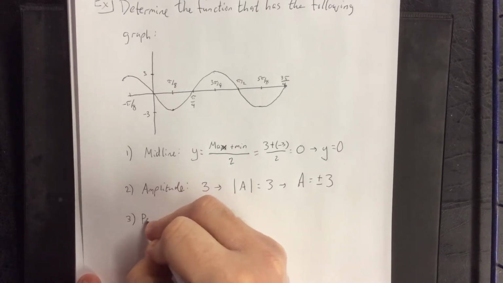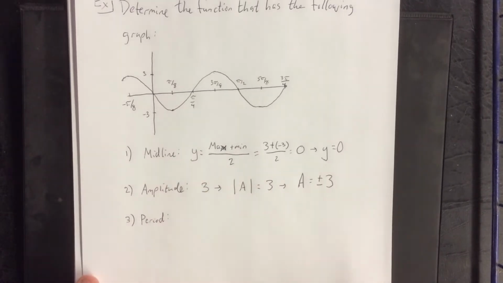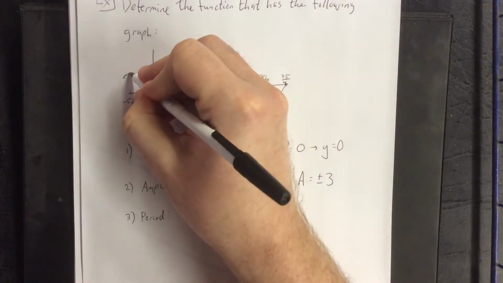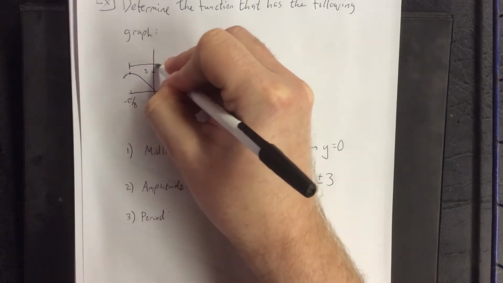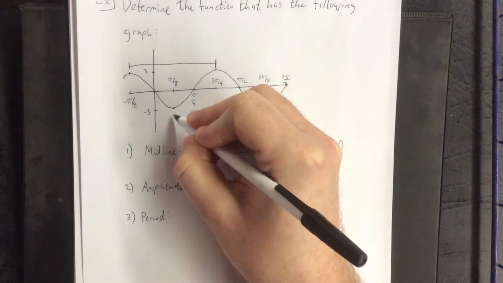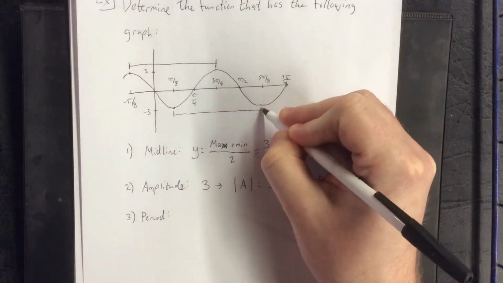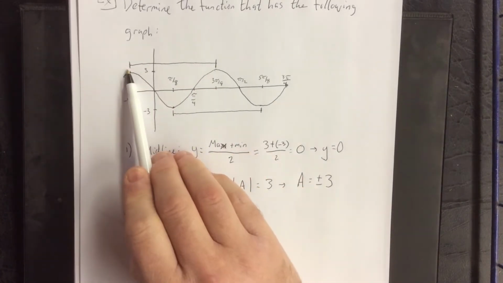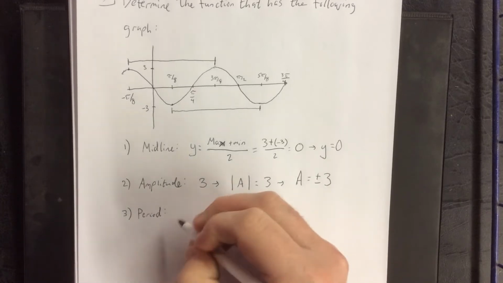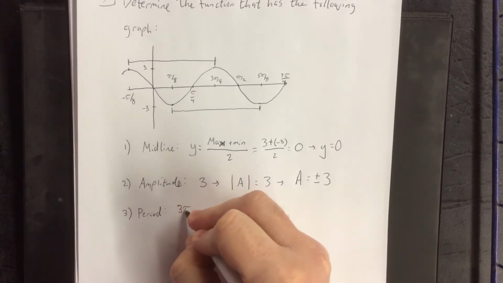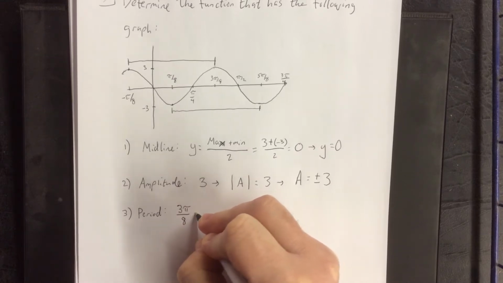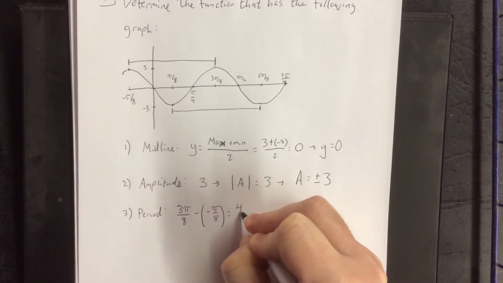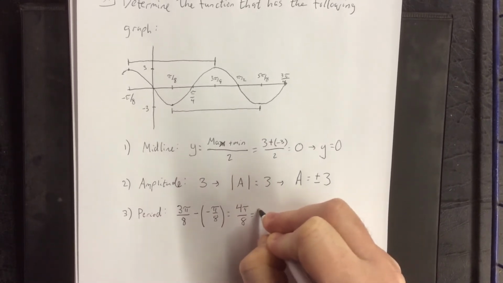Next up is going to be the period. Now the period is the horizontal distance from a maximum to a maximum, or from a minimum to a minimum. So either this, right here, or we could do this. In either case, what we're looking at is a change in x. So if you take x2 minus x1, we should get something good out of that. If I go maximum to maximum, the period ends at 3 pi over 8, and it begins at negative pi over 8. Subtracting those gives me 4 pi over 8, or simplified, that would be pi over 2.